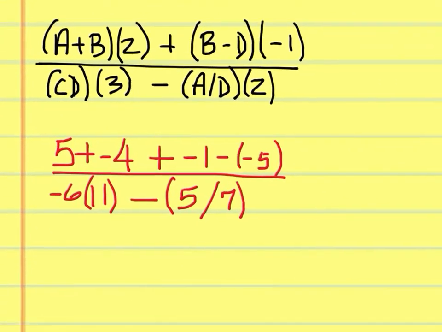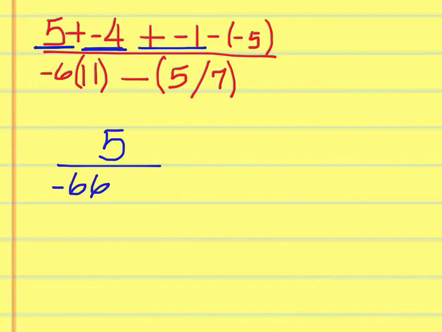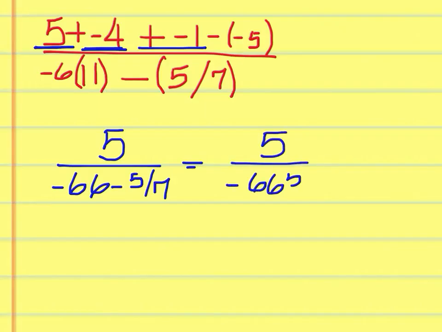So now let's simplify this to come up with 5 plus a negative 4 is 1. 1 plus a negative 1 is 0, and then minus a negative 5 is 5. On the bottom, we'll have negative 66 minus 5 over 7, which is the same thing as a negative 66 and 5/7. Change that to an improper fraction so that we can easily deal with it. And the 5 on the top can be made into 5 over 1.